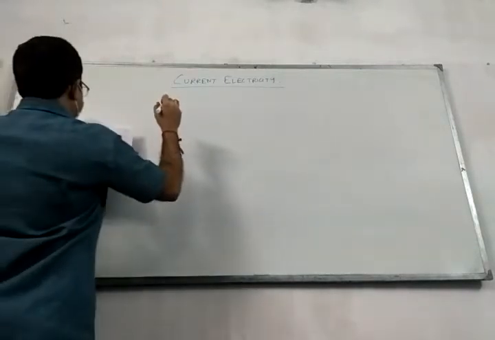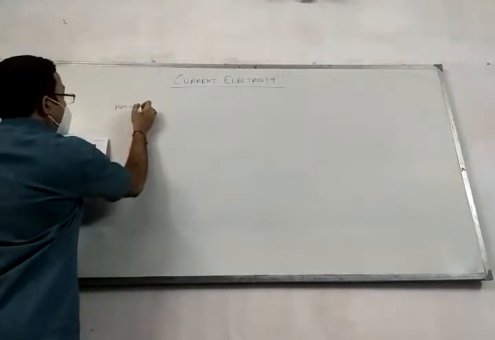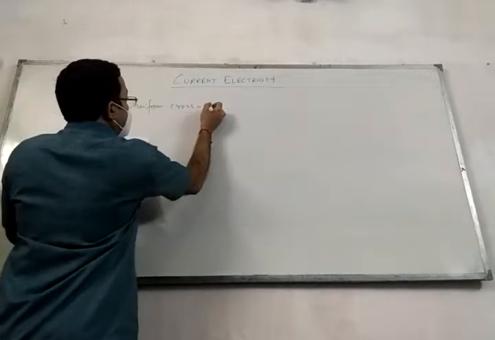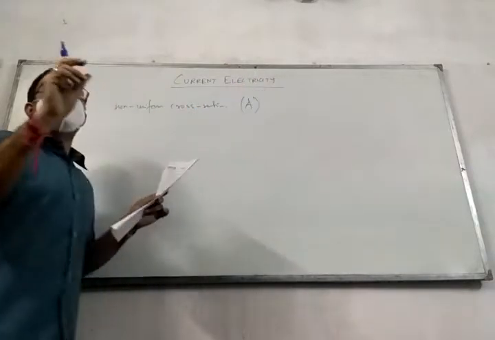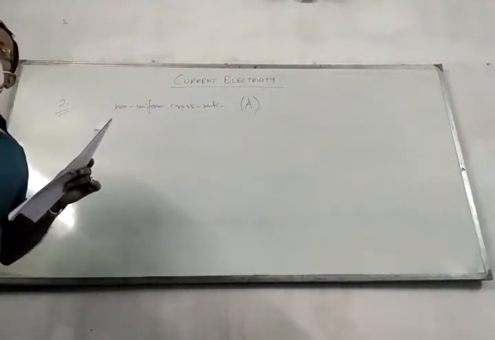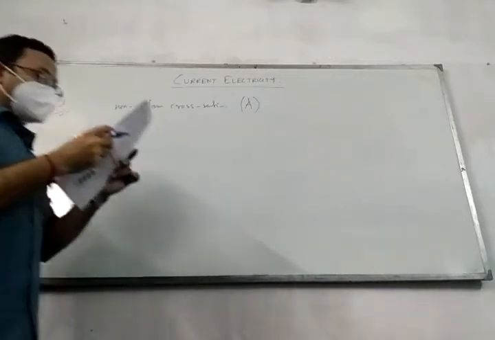A steady current flows in a metallic conductor of non-uniform cross section. Remember, non-uniform cross section. What do you mean by that? Cross section area is given by A. That means the value of A is changing. The cross sectional area is not the same everywhere, okay?